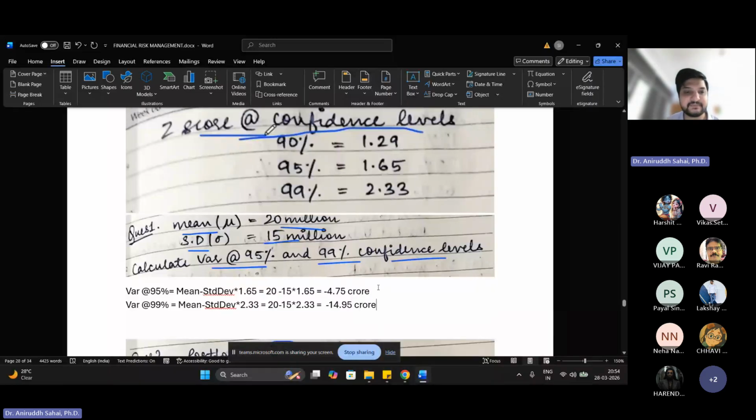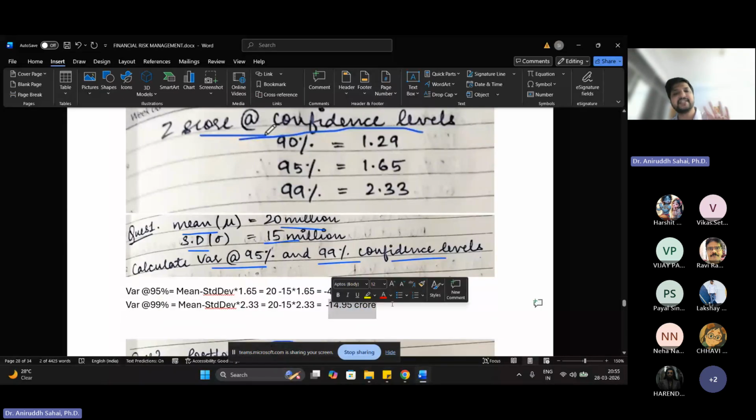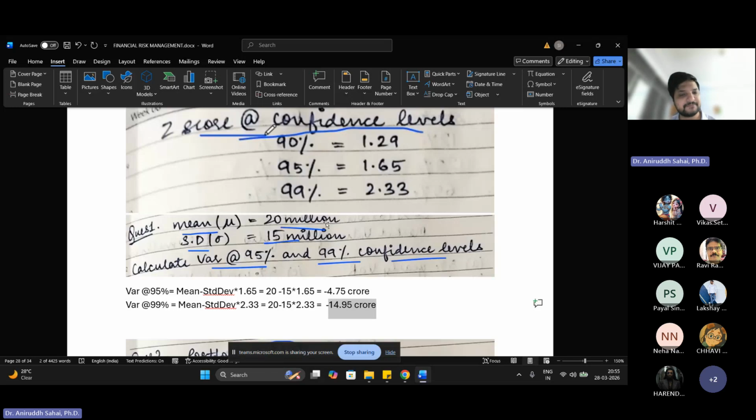तो अब हमारा फाइनली क्या आएगा? If we have this VAR at 95% of 4.75 crore, that means the maximum possible loss in 95% of the scenarios will not exceed 4.75 crores, while the maximum possible loss in 99% of the scenarios will not exceed more than almost 15 crores. हालांकि हमारा पॉजिटिव 20 करोड़ का एक्चुअल प्रॉफिट ऑन एन एवरेज होता है, लेकिन हमारा माइनस 14-15 करोड़ का लॉस भी हो सकता है. That will take care of 99% of the scenarios.